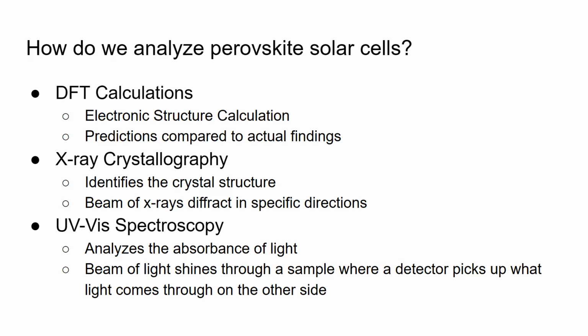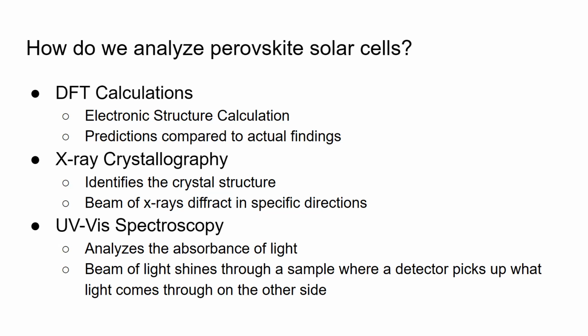So this works by a beam of light shining through a sample, where a detector picks up what light comes through on the other side. And this allows them to understand, okay, these are the colors that are being absorbed. The more color it absorbs, the better, because you want to get all of the absorbance possible. There is a little bit more in absorbance where it's better to absorb red light.